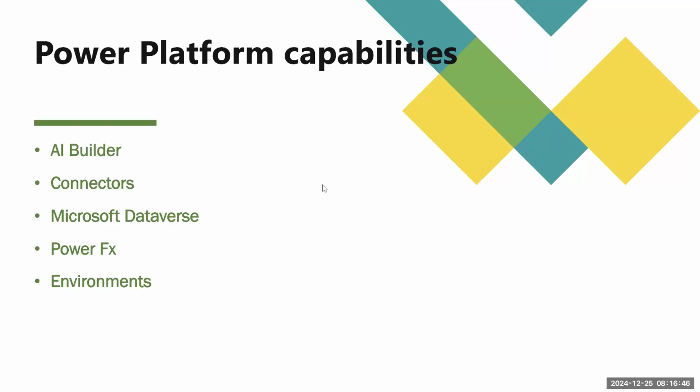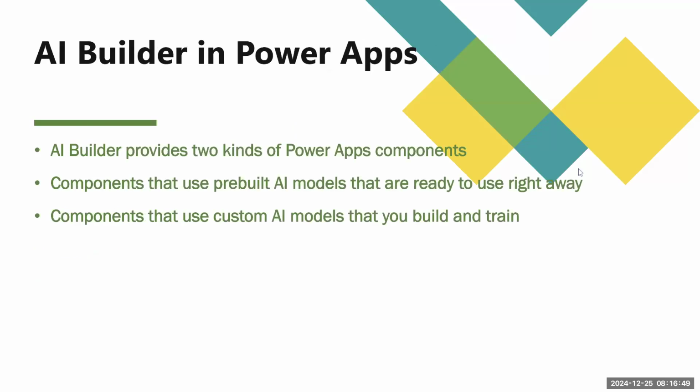When it comes to AI Builder, the Power Platform components have two kinds of AI models. One is pre-built AI models, which are already readily available, where you can use them and do your work. Another is custom AI models, where you need to build and train. For example, the pre-built models are business card reader, text recognizer, text translator, or receipt processor, which are currently available under the pre-built models.